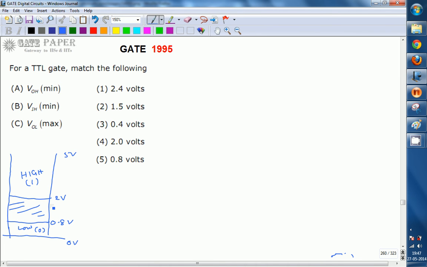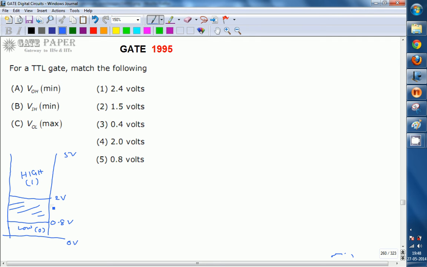So we must ensure that voltages fall between either 0 to 0.8 so that they can be treated as logic low level, or between 2 to 5 so that they will be considered as logic high. They should not fall between 0.8 and 2 volts, where they can be treated neither as logic 1 nor as logic 0. Remember that. Now these are the general values for a TTL.